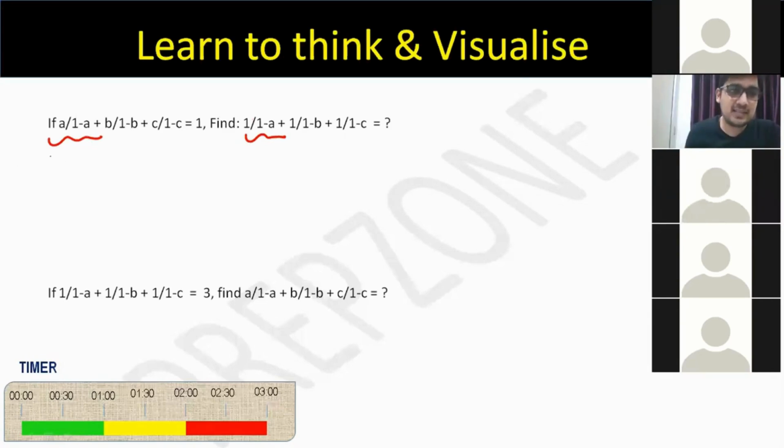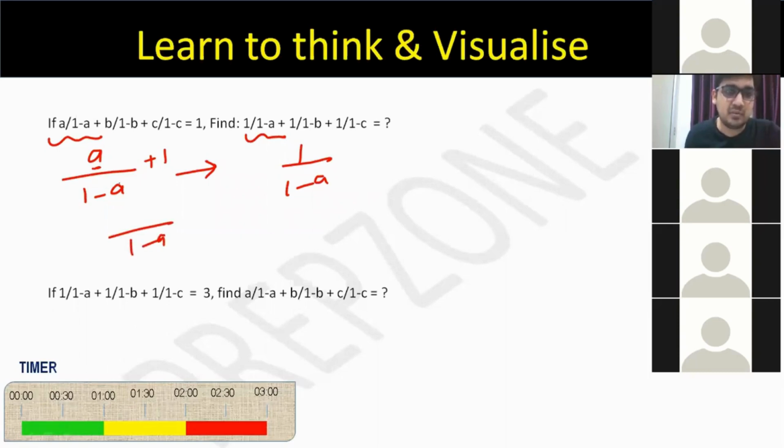See, can you visualize this? You have A upon 1 minus A as a term here, right? And you need to make it 1 upon 1 minus A, correct? You can just add or subtract some constant, either plus or minus 1. You have A in the numerator and minus A in the denominator, and you need to get rid of this A from the numerator. If you simply add 1 to this term, what will come? It will be 1 minus A, and then A plus 1 minus A. So A and A will get cancelled and you will actually lead to 1 minus A.